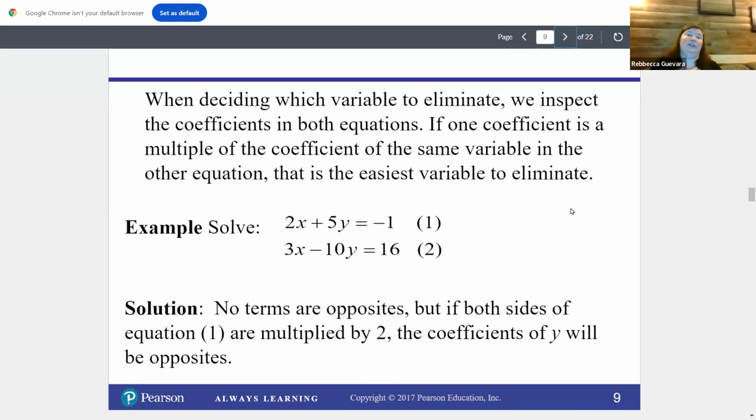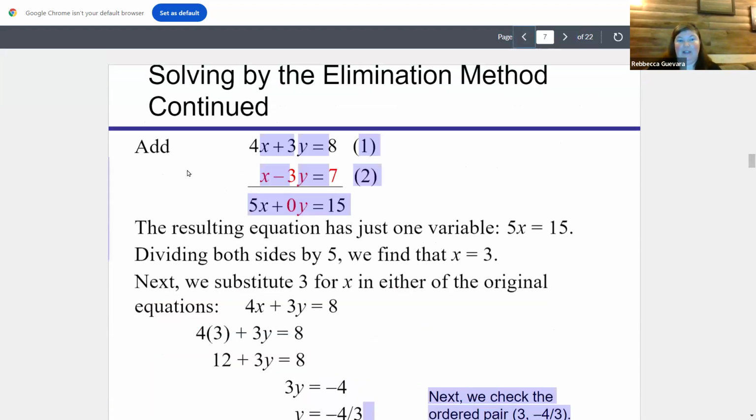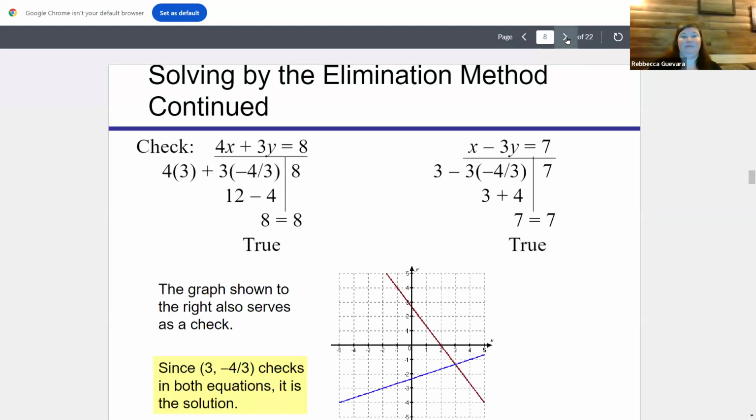So when deciding which variable to eliminate, we inspect the coefficients in both equations. If one coefficient is a multiple of the coefficient of the same variable in the other equation, that is probably the easiest variable to eliminate. So just to go back here, I didn't have to do anything special here. I had a 3y and a negative 3y. A variable was instantly going to eliminate if I add those together.